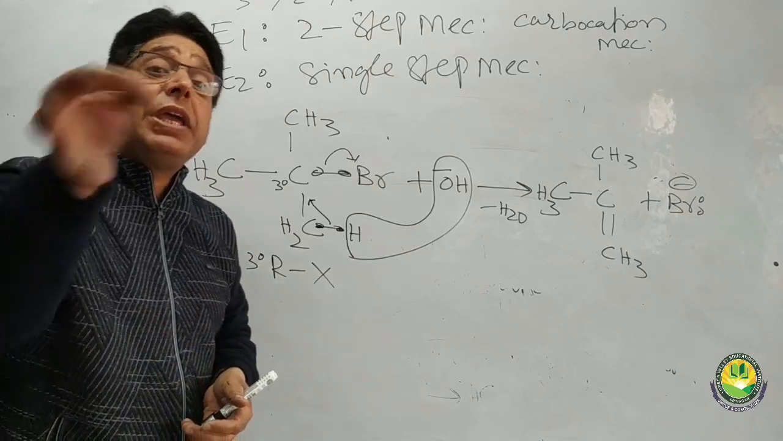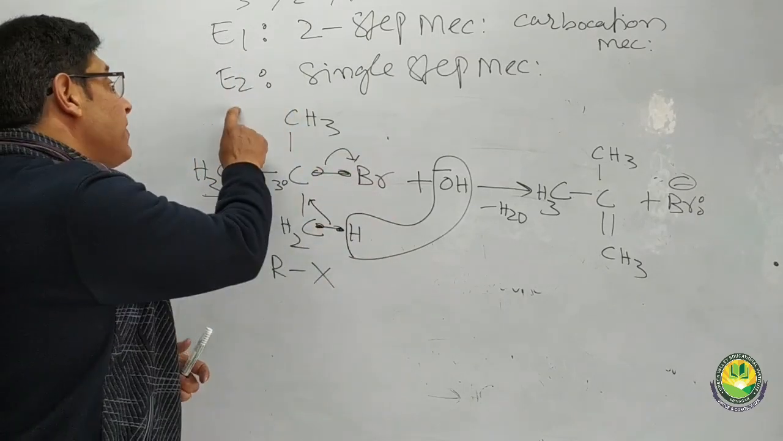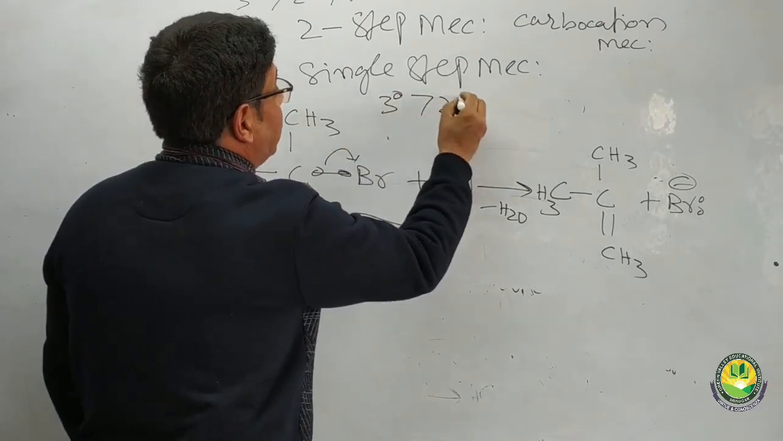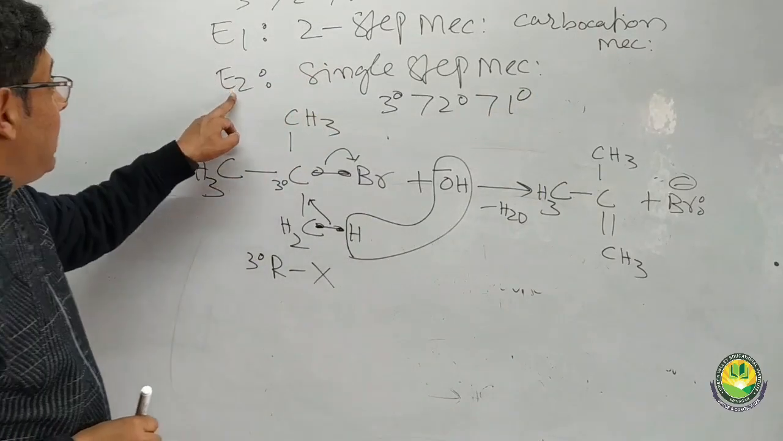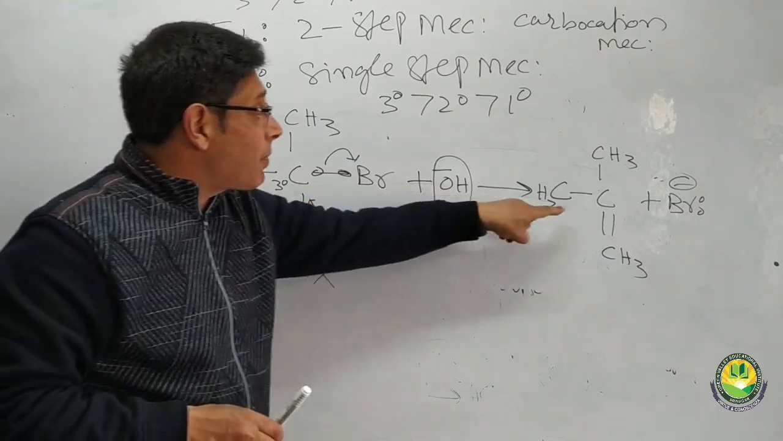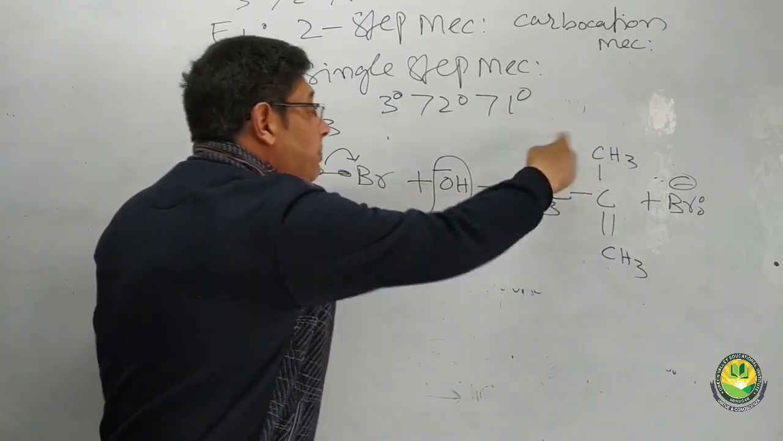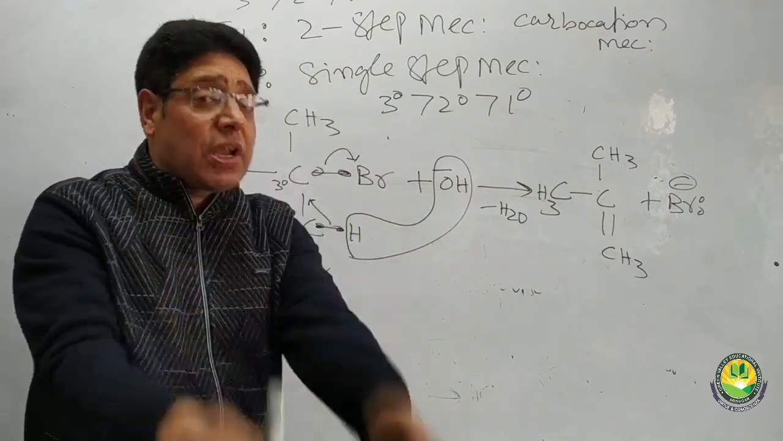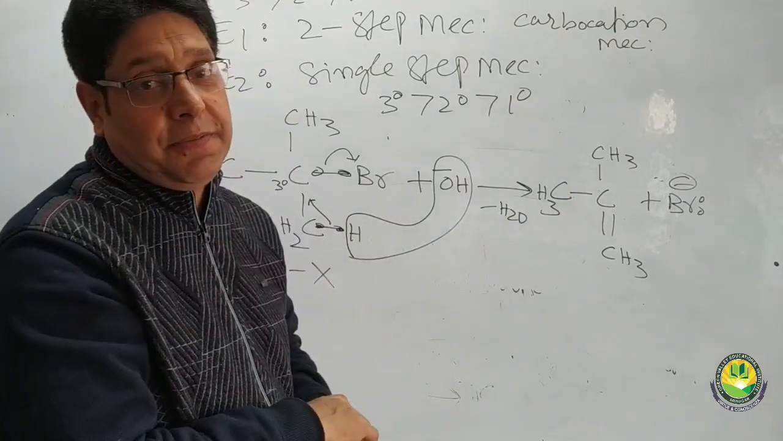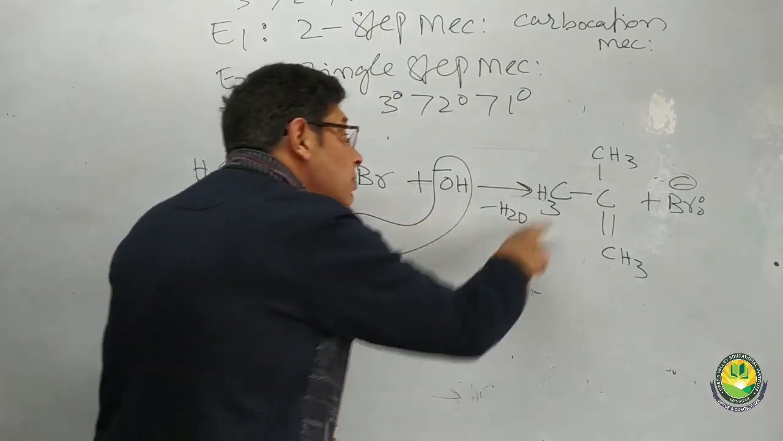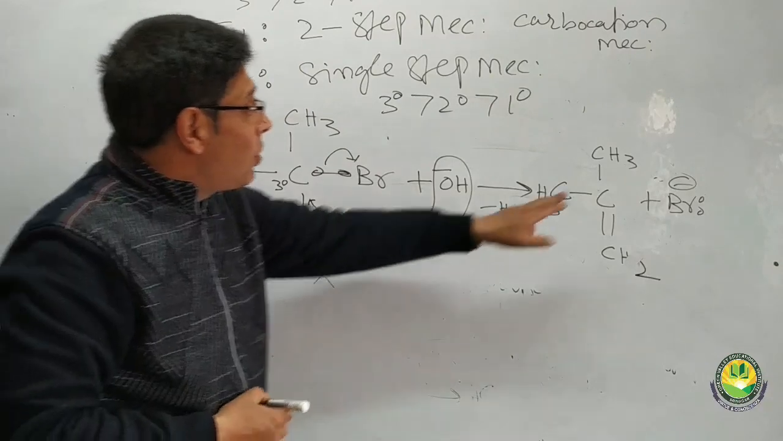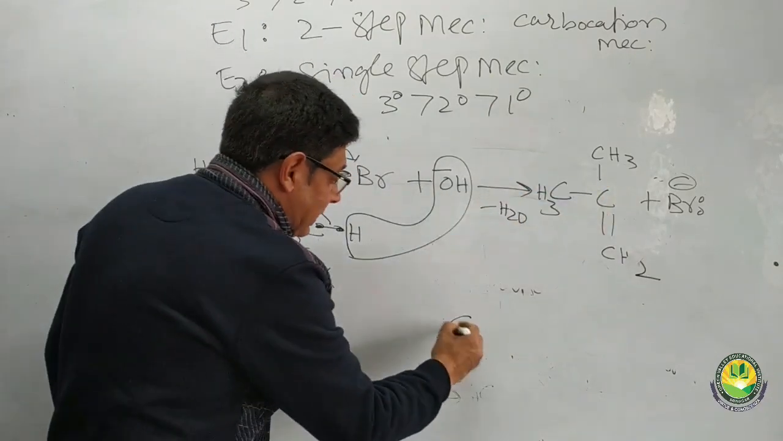If elimination takes place by E2 mechanism, now it is important. If elimination takes place by E2 mechanism, the order of reactivity is again tertiary, secondary, primary. Why? Because the elimination product is always an alkene. And when you start with tertiary alkyl halide, you get a more substituted alkene. This alkene here is more substituted because it has got two methyl groups. You can see it like this.